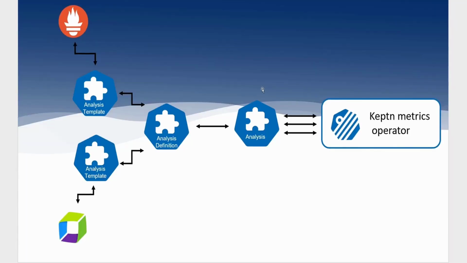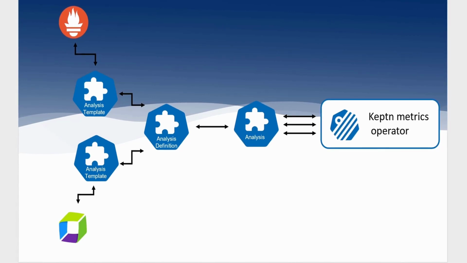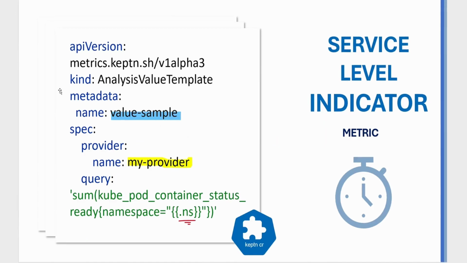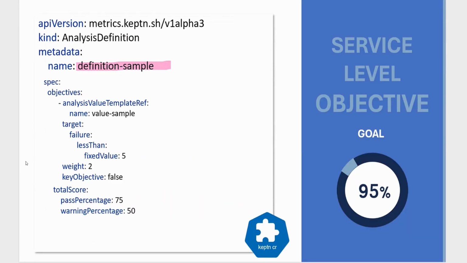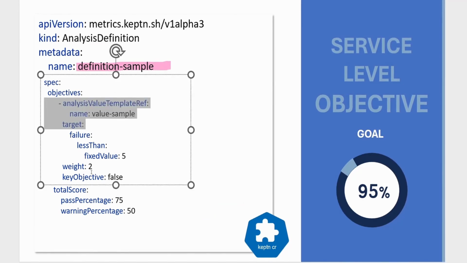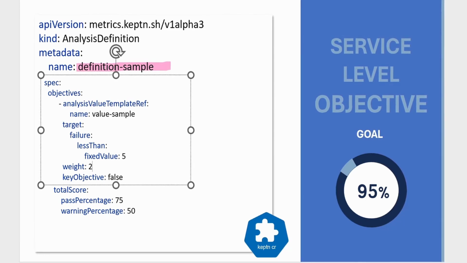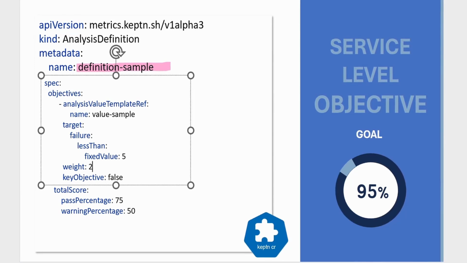If you want to summarize with the SLI and SLO words, the analysis value template is the SLI, and the SLO will be the analysis definition. The analysis value template is the metric, so the SLI, yes. While the goal, the SLO, would be the analysis definition, where you have the objective, the reference to the template, and the scoring. And then finally, the act of having a snapshot of whether or not your SLO is satisfied, so the checking of the contract, is done via the analysis.